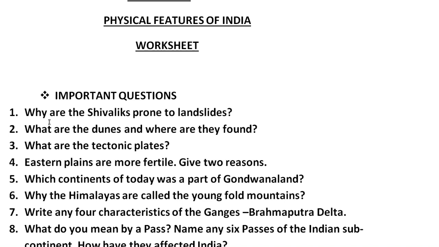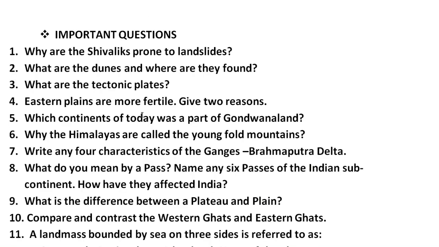Let's see the chart. First of all, we have: why are the Shivaliks prone to landslides? Second question: what are the Duns and where are they found, like Dehradun? Related to that you have to give the answer. Next, what are tectonic plates? Question number 4: eastern plains are more fertile. Give two reasons. What is the reason behind the eastern plains being more fertile in comparison to the other land?